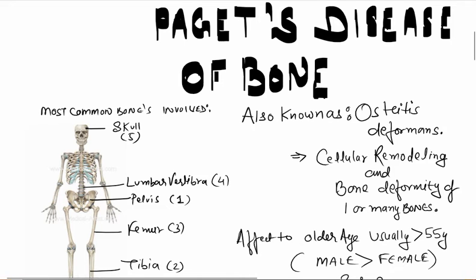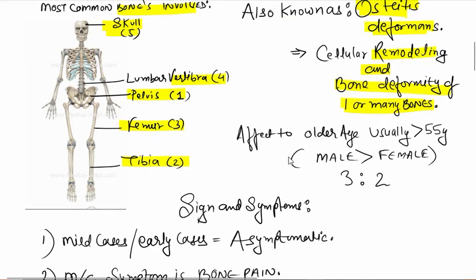Today we are going to fast revise Paget disease of bone. Paget disease of bone. Okay. Now this is also known as osteitis deformans. It is the cellular remodeling and bone deformity of one or many bones. So the most common bones involved are pelvis, tibia, femur, lumbar vertebra and skull. Male to female ratio is 3:2 and the usual age is more than 55 years.